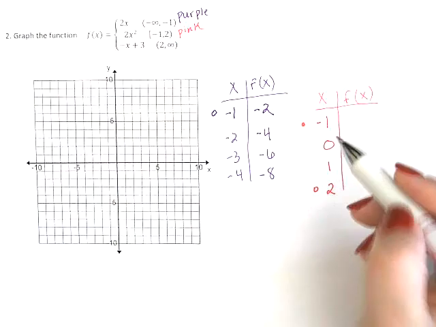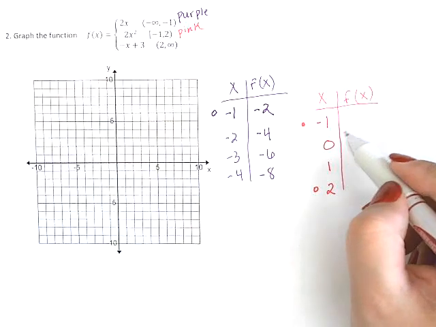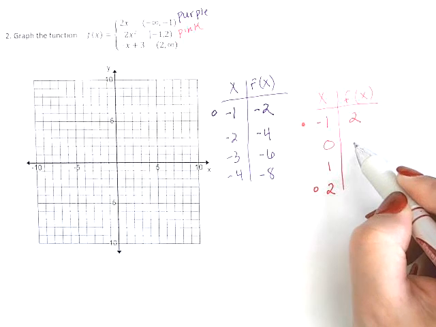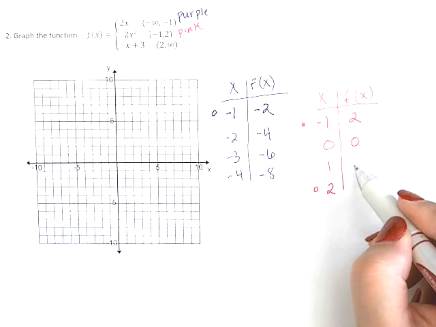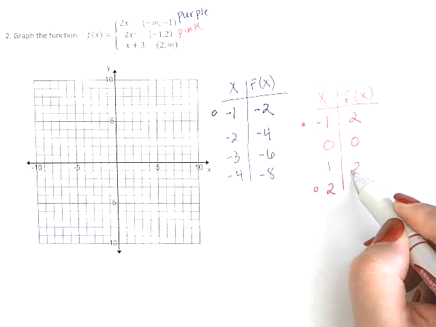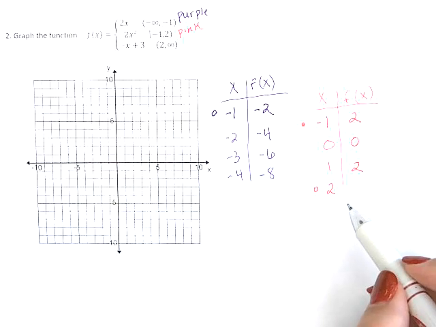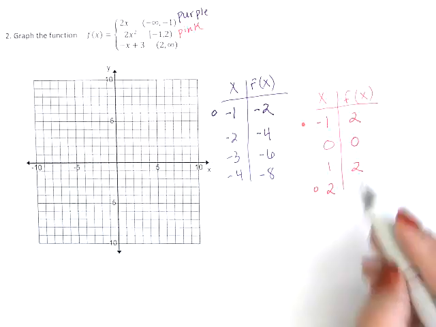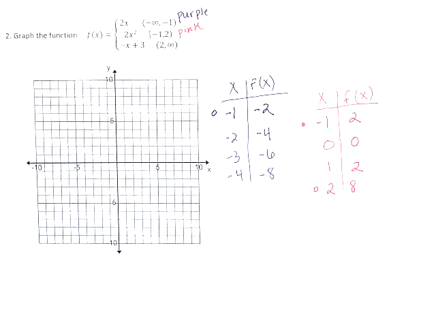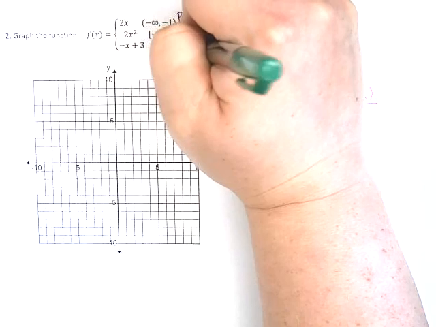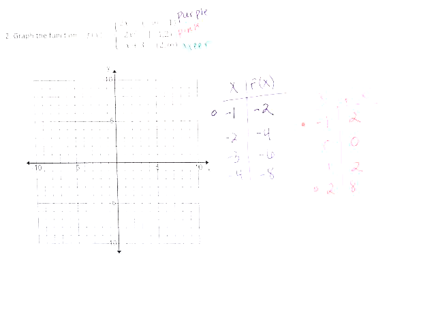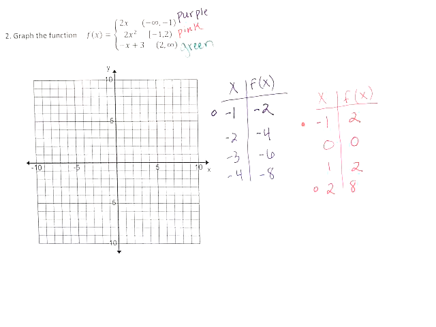Okay. If I plug in negative 1 squared is 1, times 2 is 2. 0 squared times 2 would be 0. 1 squared times 2 gives us 2. And 2 squared would give us 4 times 2, which would give us 8. And then we do have one more piece for this one, so I'm going to do this one in green. I like doing these in different colors for you guys so that we can kind of see what's going on.